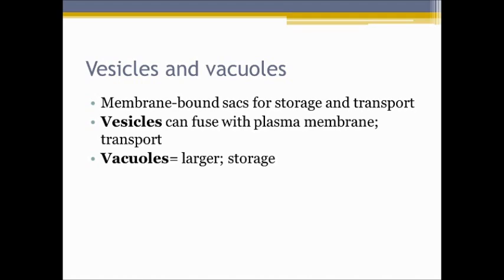Vacuoles are much larger, and they're mostly used for storage. So the best example is the central vacuole in plants that is used to store fluid and helps to maintain the structure of the cell wall. Without this central vacuole being filled with fluid, the plant will wilt.